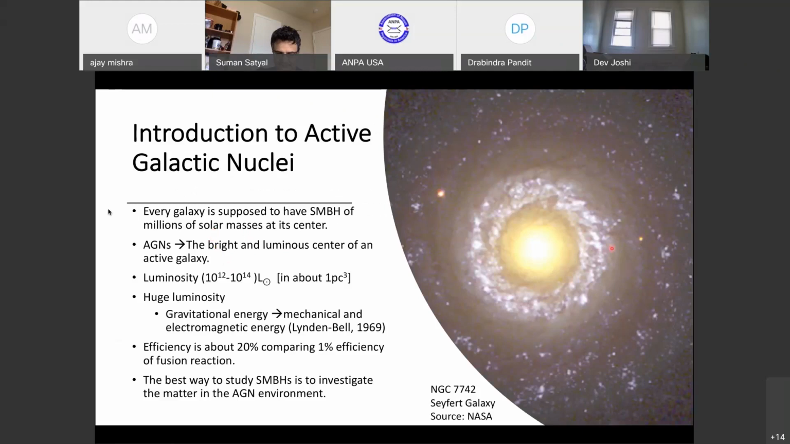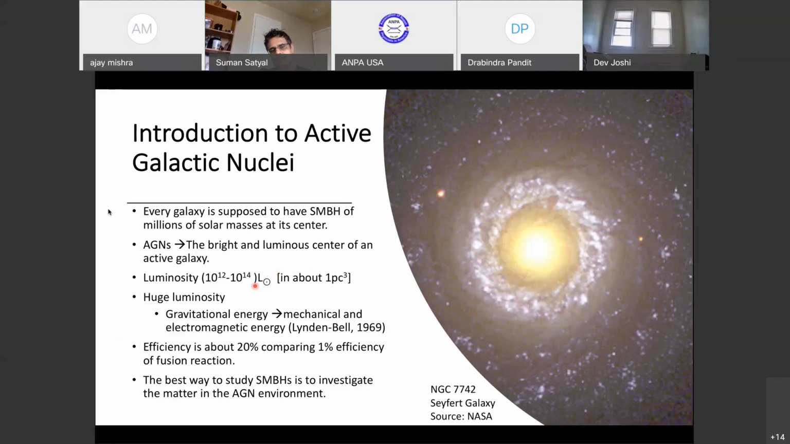Okay, let's start. The image on the right is a Seyfert galaxy, where you can see a very bright center. Every galaxy is supposed to have a supermassive black hole of millions to billions of solar masses at its center. This black hole accretes the ambient materials. The gravitational energy of this accreting matter is then converted into mechanical and electromagnetic energy. This results in the center of AGN being highly luminous, with order of 10^12 to 10^14 solar luminosity.